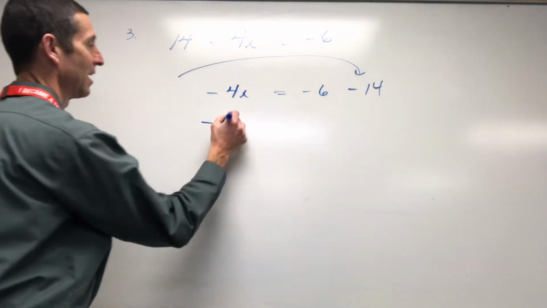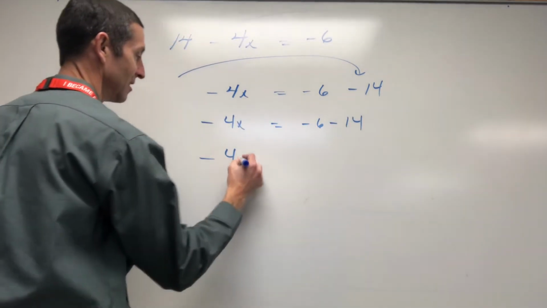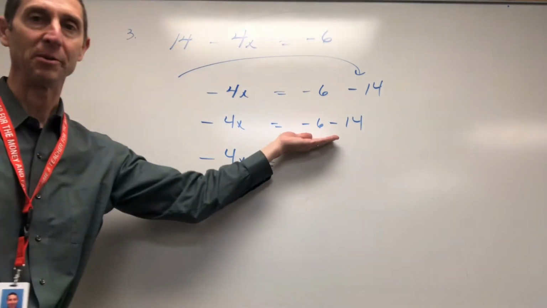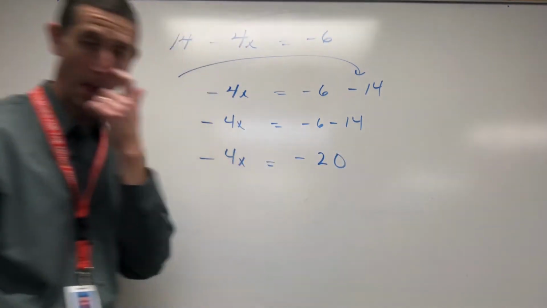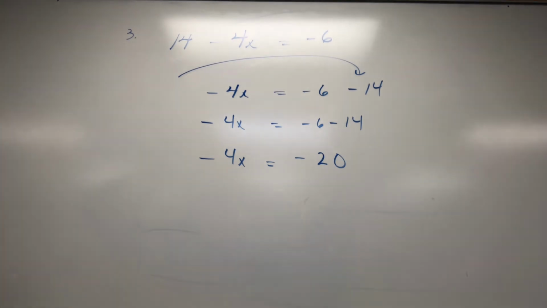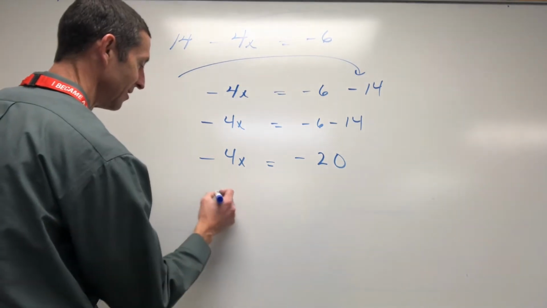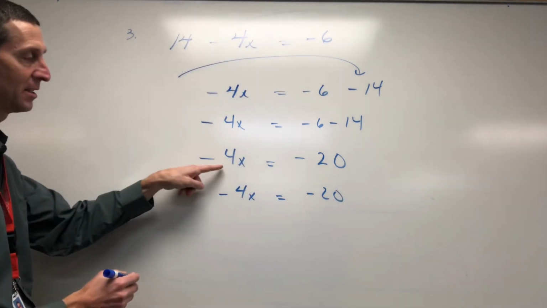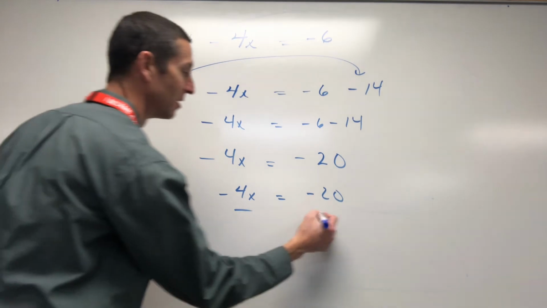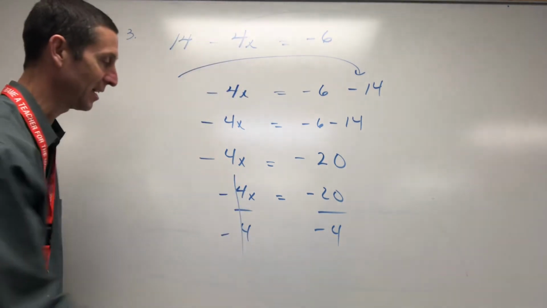All right, let's see what we've got. I got negative 4x, I got negative 6, I got negative 14. Want to clean this up a little bit. Negative 6 and negative 14 becomes negative 20. And there we go. Ooh, a little situation here. All right. So for us to solve this, it's been multiplied by negative 4. We divide by negative 4. Now the cool thing is that they cancel out on this side.